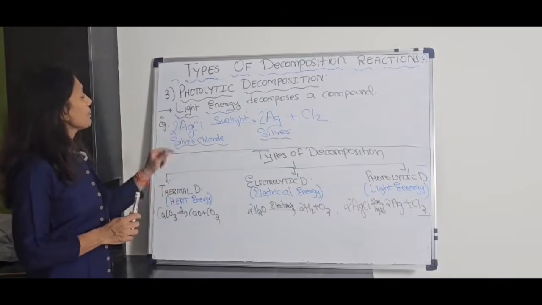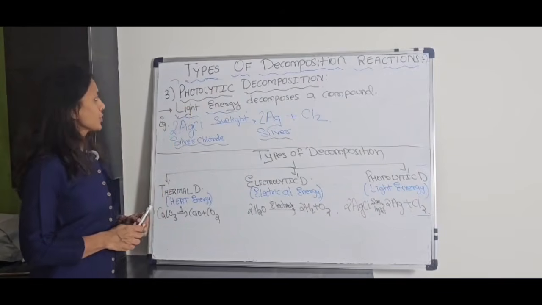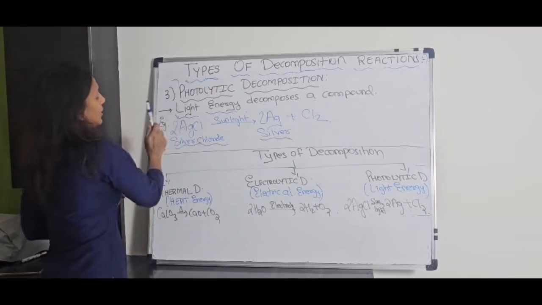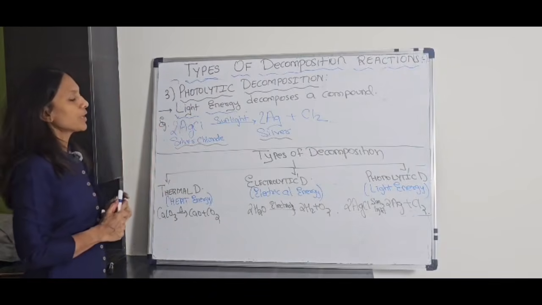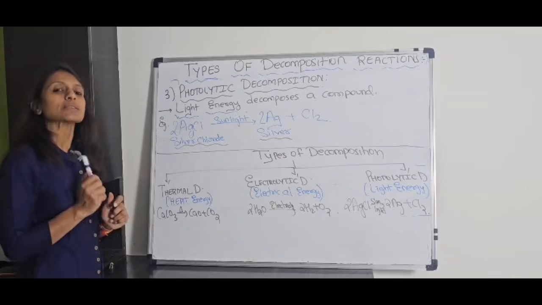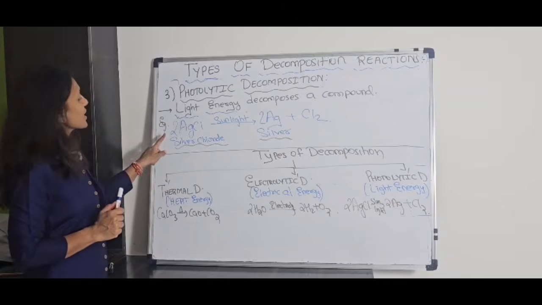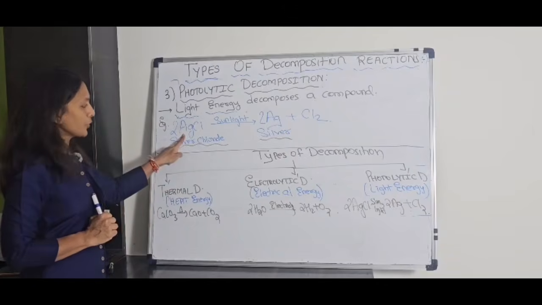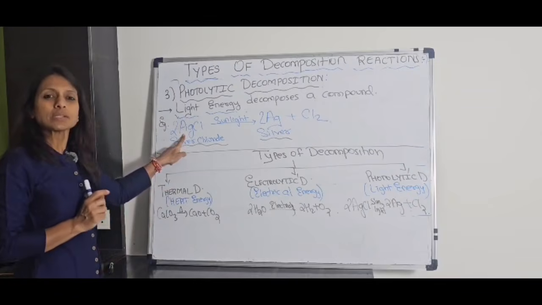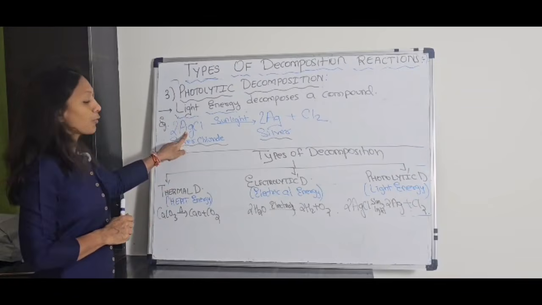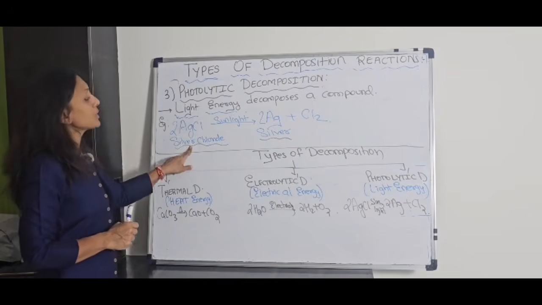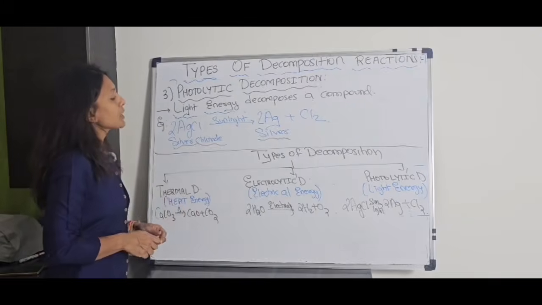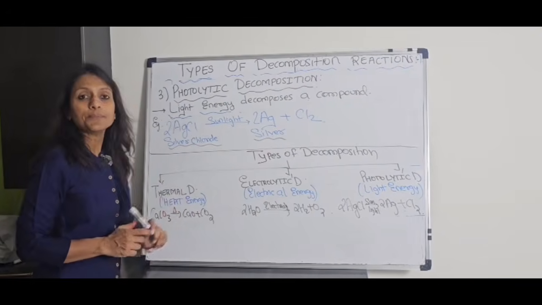Now the third type, photolytic decomposition. Photo is light. When light energy is used to decompose a compound, the type of decomposition is called photolytic. The best example you can give here is silver chloride, AgCl, or silver bromide. We have already done this earlier in activity 1.8. When this compound is exposed to sunlight, it decomposes into silver and chlorine.